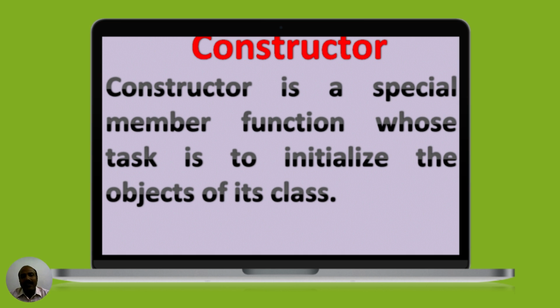What is a class? A group of objects forms a class. A class describes the data and its behavior or functionalities. Usually, the class describes the data and behavior of a group of objects. So, the main work of the constructor is to initialize the objects of its class.